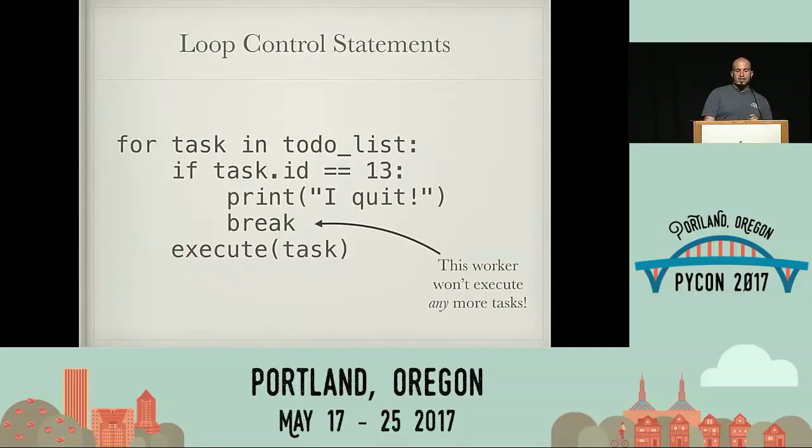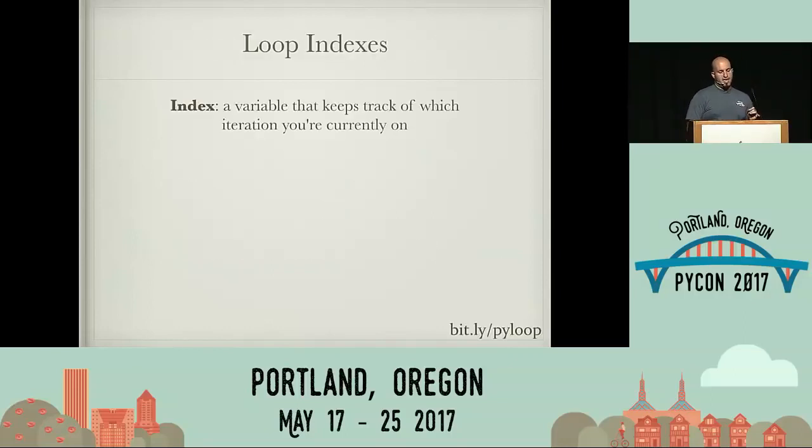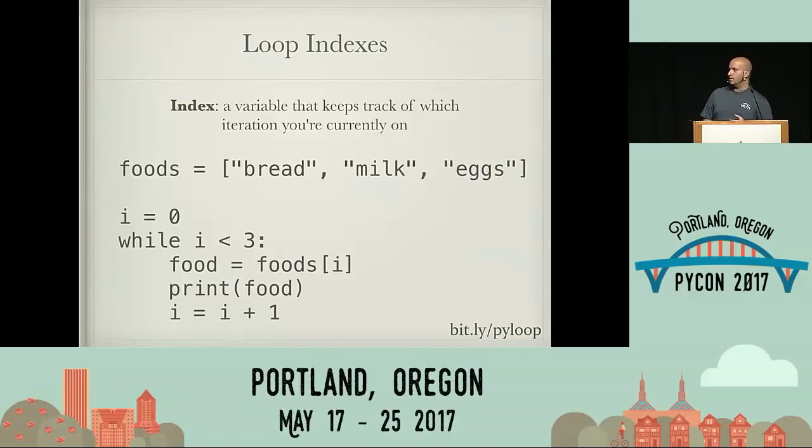So there's one thing that I mentioned earlier that I haven't really covered yet, and that is loop indexes. If you remember, an index is a variable that keeps track of which iteration you're currently on. So some languages, like C, use an index variable in order to loop. Here's an example of what that sort of thing looks like in Python.